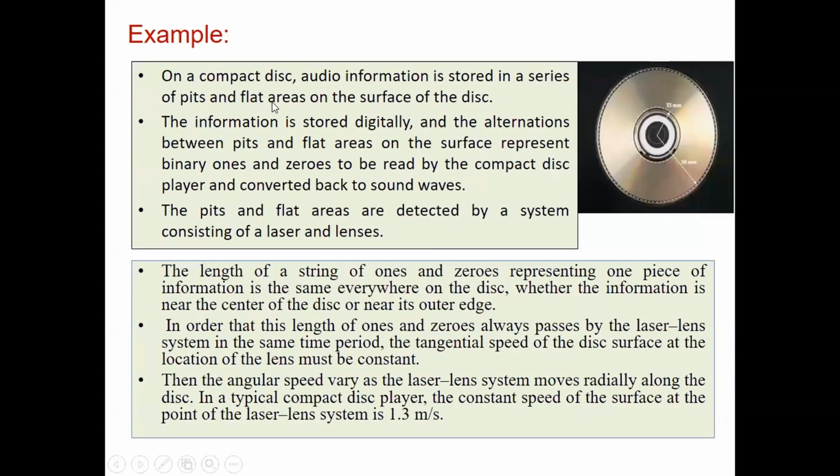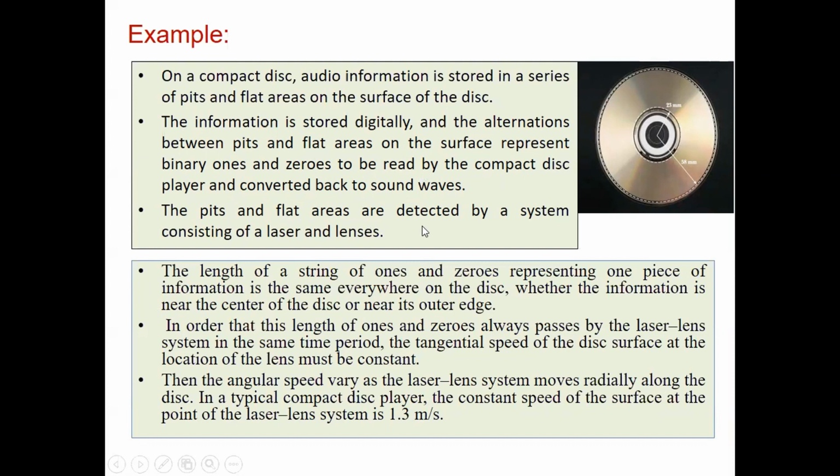Let us do one more example, of a compact disk. The audio information is generally stored in a series of pits and flat areas on the surface of the disk. The information is often stored digitally, and alternations between the pits and the flat areas on the surface represent binary ones and zeros, and they are read by the compact disc player and converted back to sound waves.